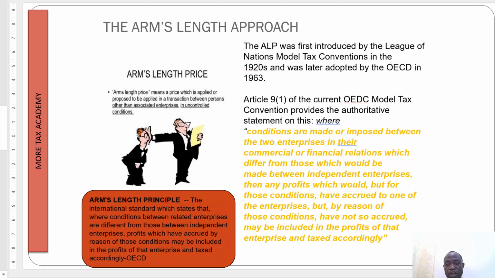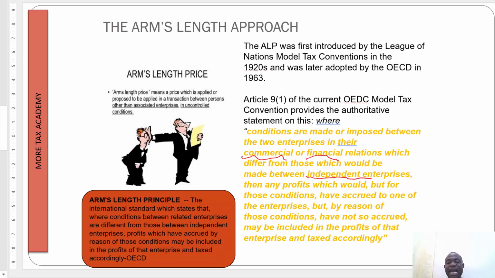where conditions are made or imposed between the two enterprises in their commercial or financial relations. Look at the term used, commercial or financial relations. When you hear this term, it means that it has something to do with profit. Commercial or financial relations which differ from those which would be made between independent enterprises, then any profits which would, but for those conditions, have accrued to one of the enterprises, but by reason of those conditions have not so accrued, may be included in the profits of that enterprise and taxed accordingly. This is a treaty provision.